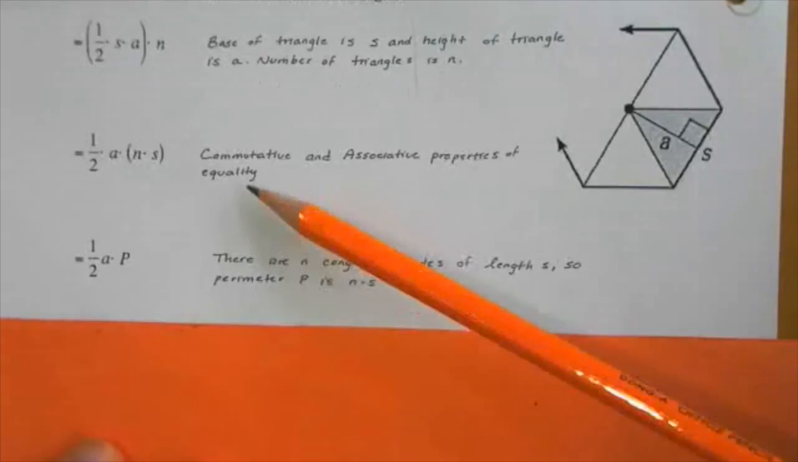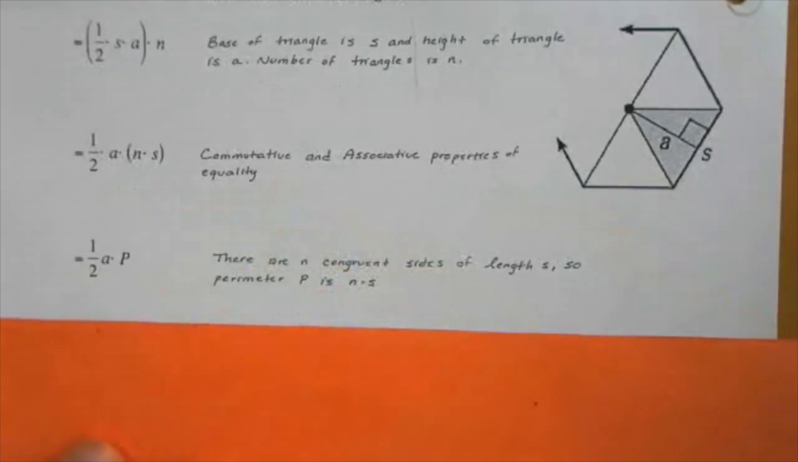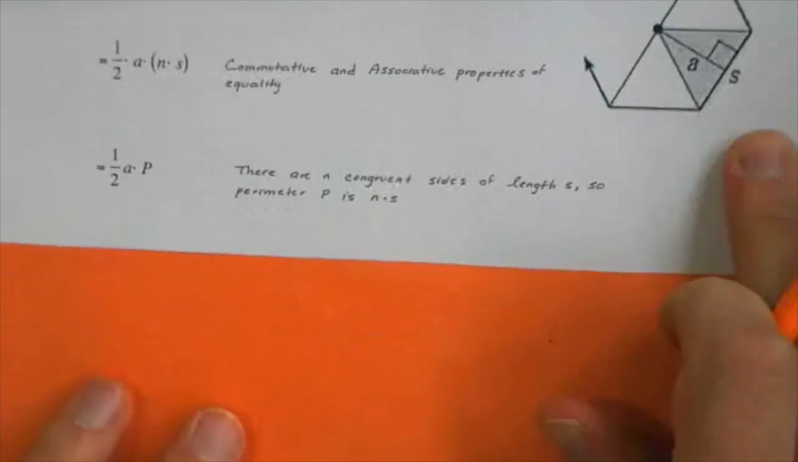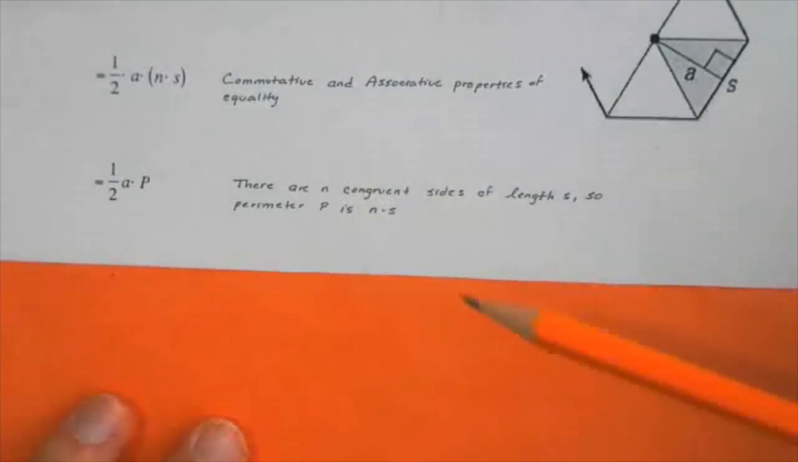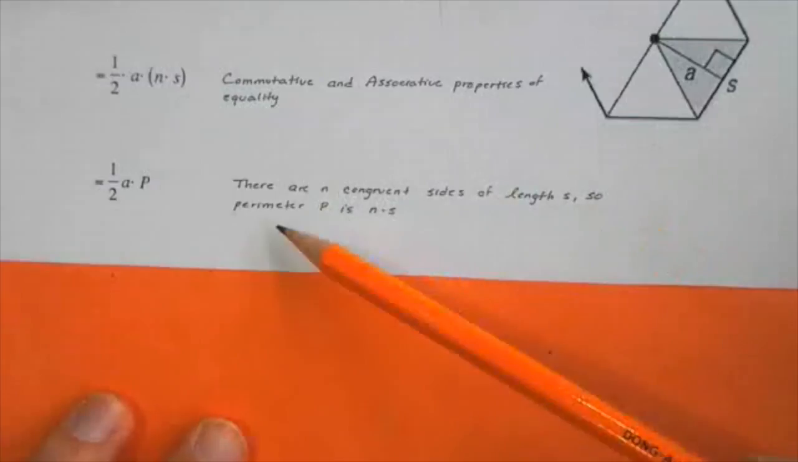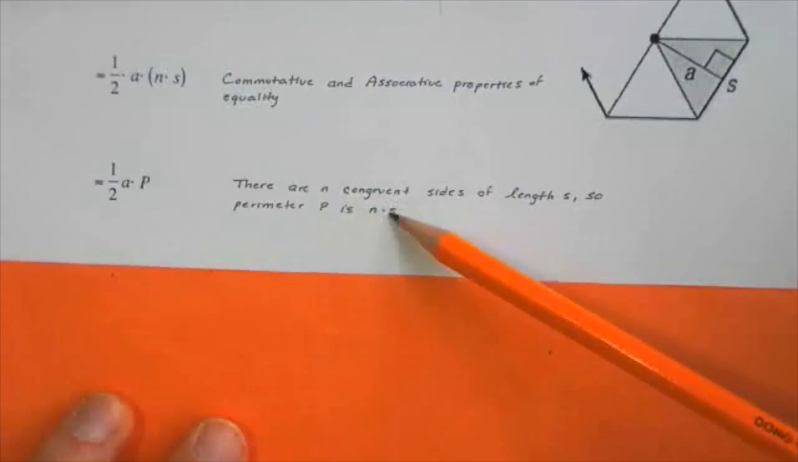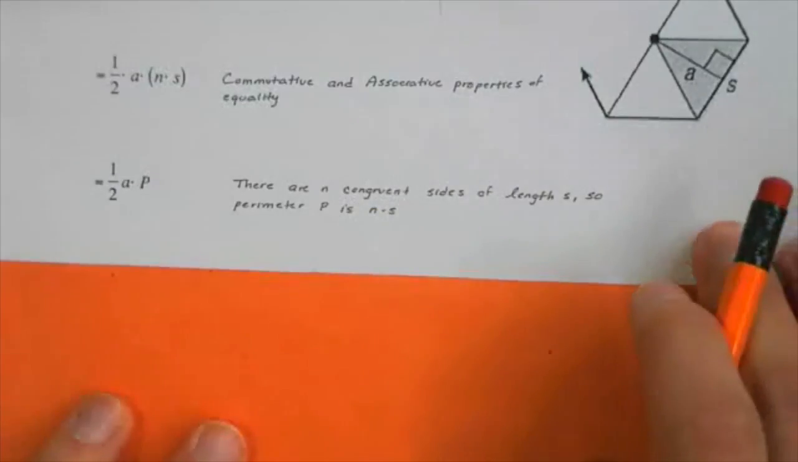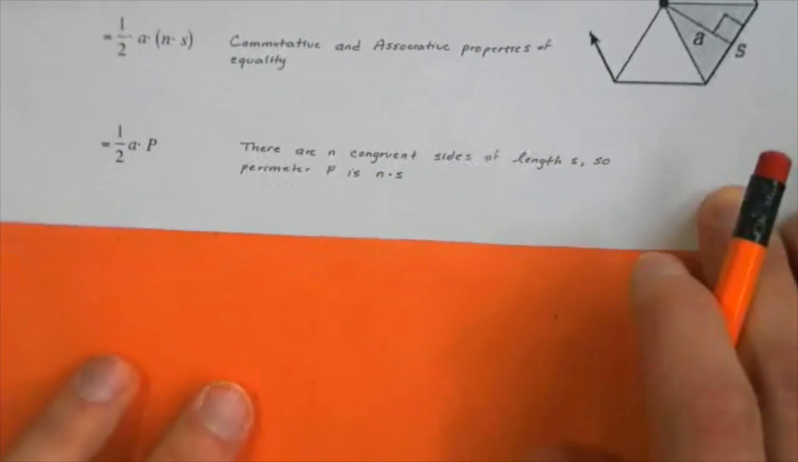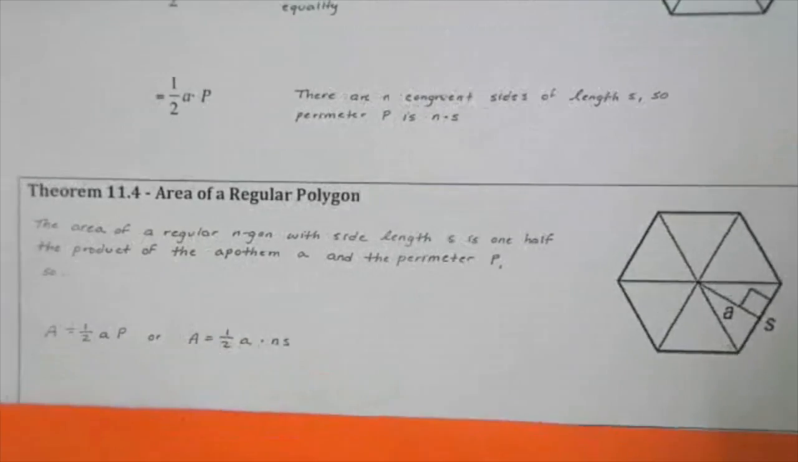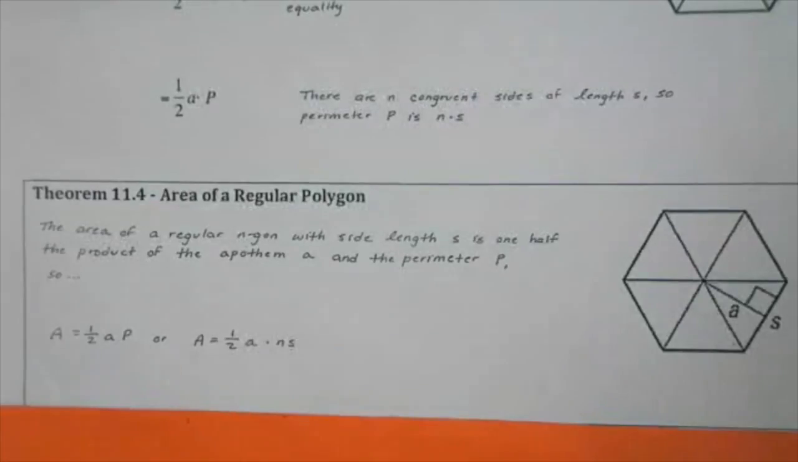All right. Also, we have this by the commutative and associative properties of equality, in case you can't read that there. And then lastly, there are n congruent sides of length S, so perimeter P is n times S. And if you need to pause at any time, go ahead and do so.